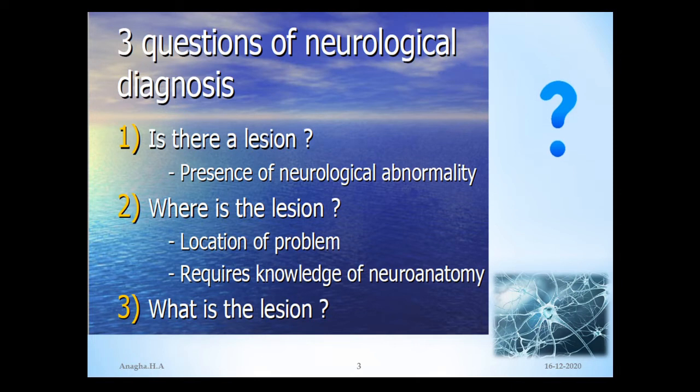Lesions of sudden onset are typically due to vascular accidents such as stroke, for example, and there are slowly progressive lesions. Lesions with exacerbating and remitting courses, that is, repeating courses, can be there, or relentlessly progressive lesions can also be there. So in the neurological examination, the prime factor is to take into consideration these three questions: is there a lesion, where is the lesion, and what is the lesion.